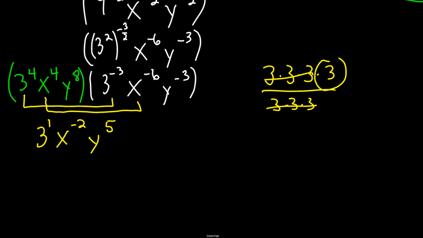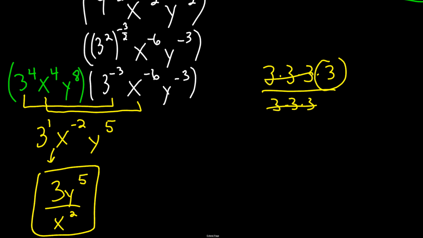And so we typically don't want to write them with negative exponents. And so this x to the negative 2 is going to go to the bottom. And we're going to end up with 3y to the fifth over x squared. So all of that mess ends up simplifying down to just that. All right, so that is the second installment of our exponent properties videos.